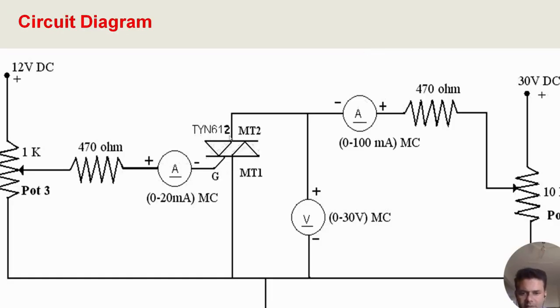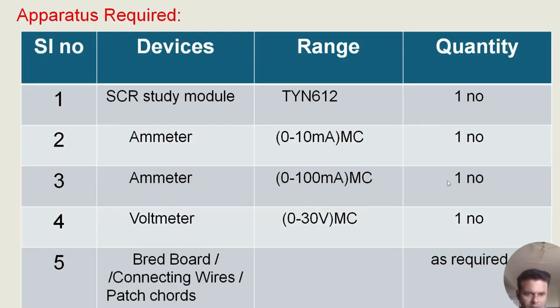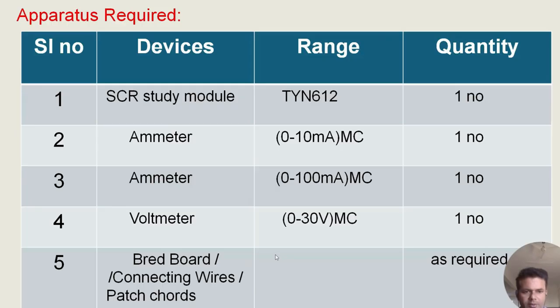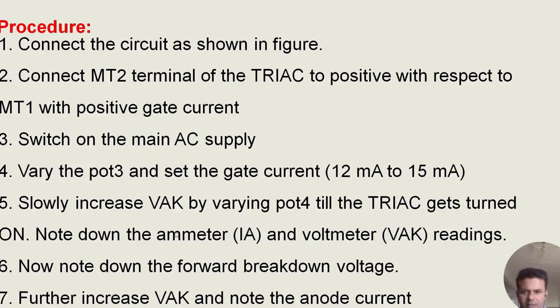So this is the actual circuit diagram. This is our TRIAC, which is two SCRs connected in anti-parallel, with terminals MT2 and MT1, and this is the gate terminal. For this we have to see the characteristics. We give a 12 volt DC supply to the gate terminal, and a 30 volt DC supply across MT2 and MT1. We have port 4 and port 3 for varying the value of R. Apparatus required: SCR study module, ammeter, voltmeter, and connecting wires.